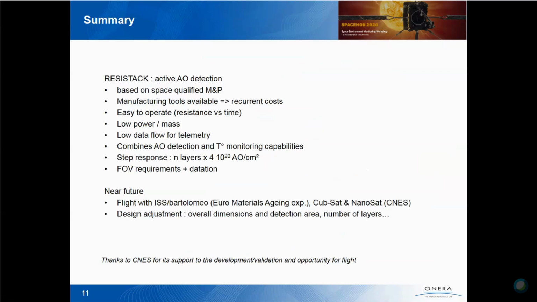It's a low power and mass detector, and of course low data flow. There's no need to have a very high acquisition rate. It combines AO detection and temperature monitoring capabilities. So far, we have a threshold detection of 4×10^20, depending on the Kapton layers that are used and the number of layers that are embedded into the resistance.